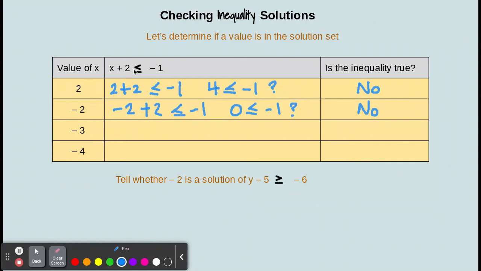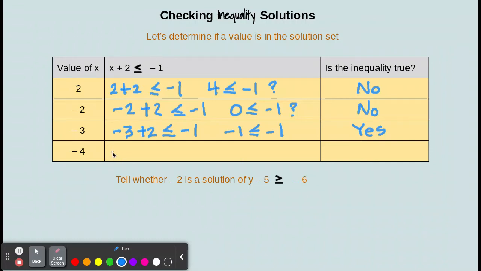Okay, let's see if we try x equals -3. So -3 plus 2, is that less than or equal to -1? Well, -3 plus 2 is -1. Is -1 less than or equal to -1? It is, it's equal to. So yes, the value of -3 makes this inequality statement up here true.